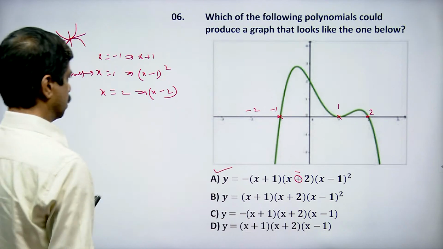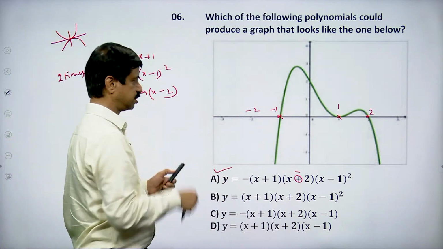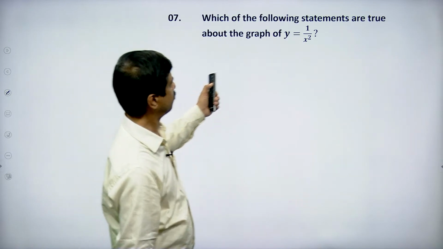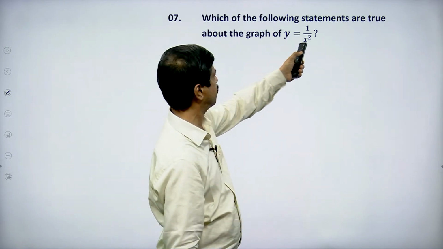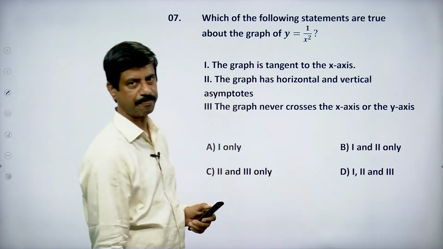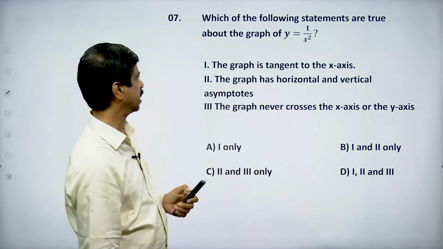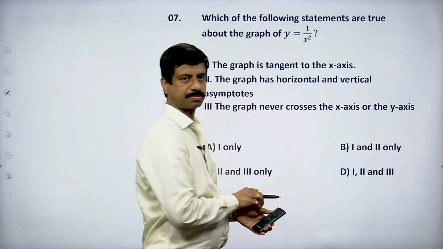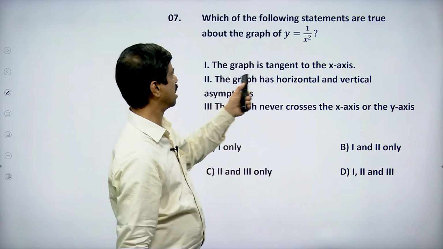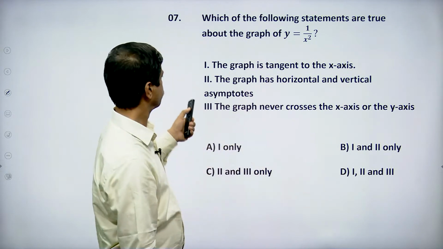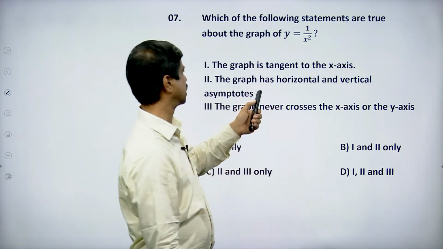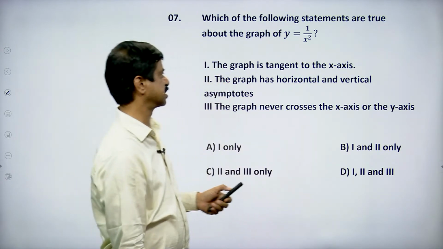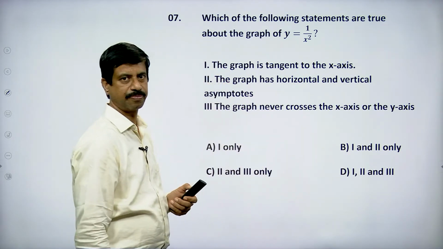So right children, let us go to the next question. Which of the following statements are true about the graph y equal to 1 by x square? The graph is tangent to x-axis. The graph has horizontal and vertical asymptotes. The graph never crosses x-axis or y-axis.